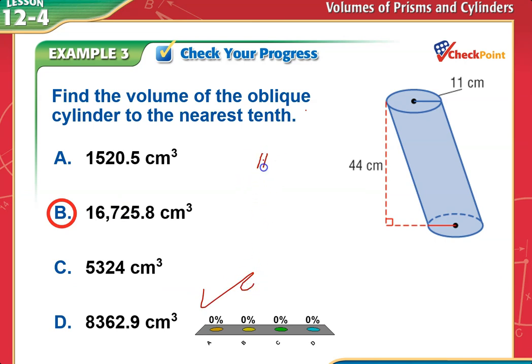So we have pi r squared multiplied by height. So we have pi. My r is 11. So I guess that'd be 121. And that's going to be multiplied by 44. So we're going to take 121 times 44 and then times pi. And we do get 16,725.83. So we'll round to the nearest tenth of 16,725.8.